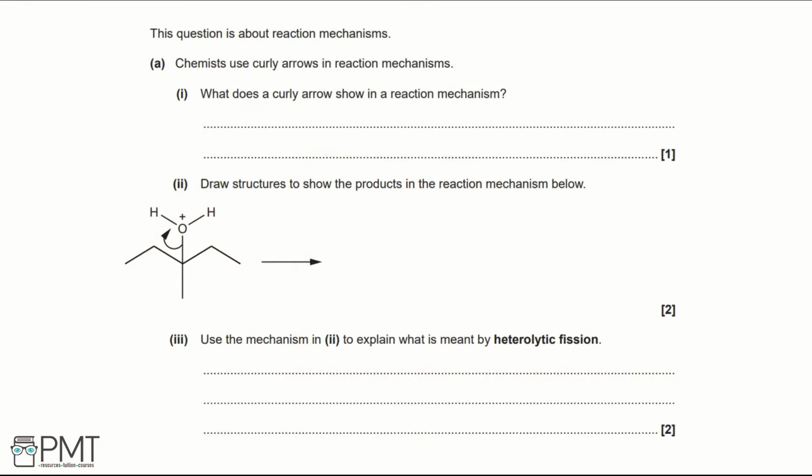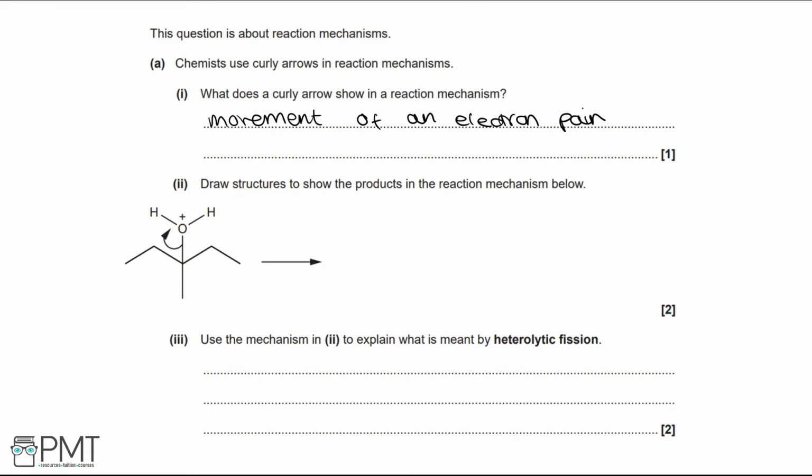This question is about reaction mechanisms. Part A. Chemists use curly arrows in reaction mechanisms. Part 1. What does a curly arrow show in a reaction mechanism? The definition of a curly arrow is what we're asked in this question, and it's something you need to know for this specification. A curly arrow is the movement of an electron pair. So to get the mark for this question, you get a mark for saying movement of an electron pair.